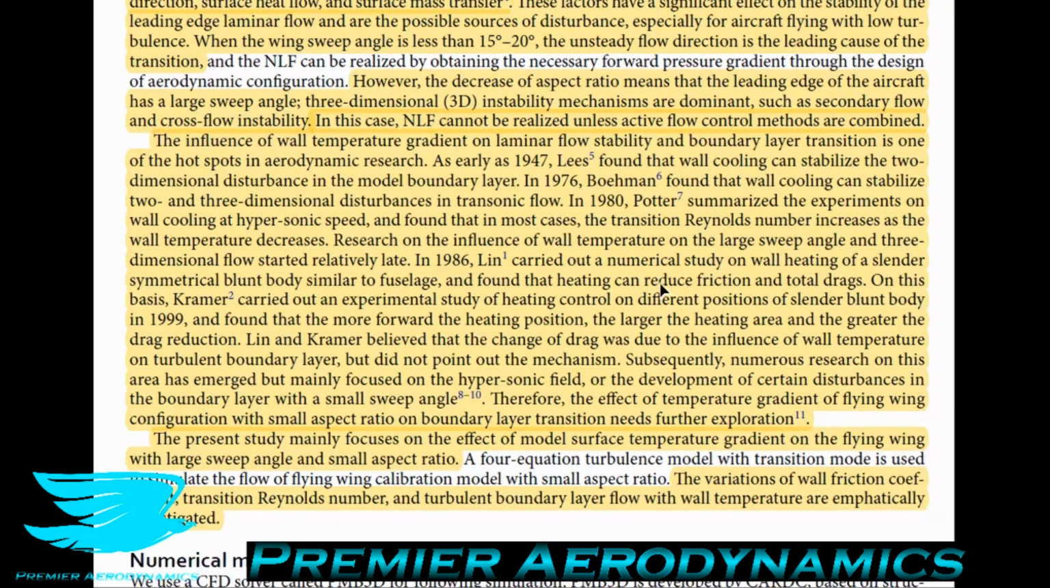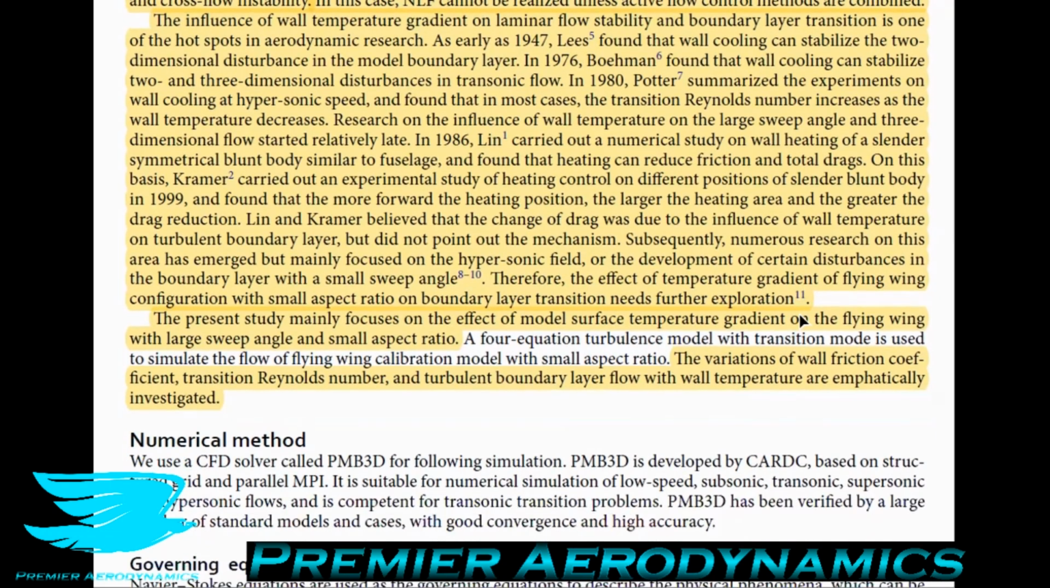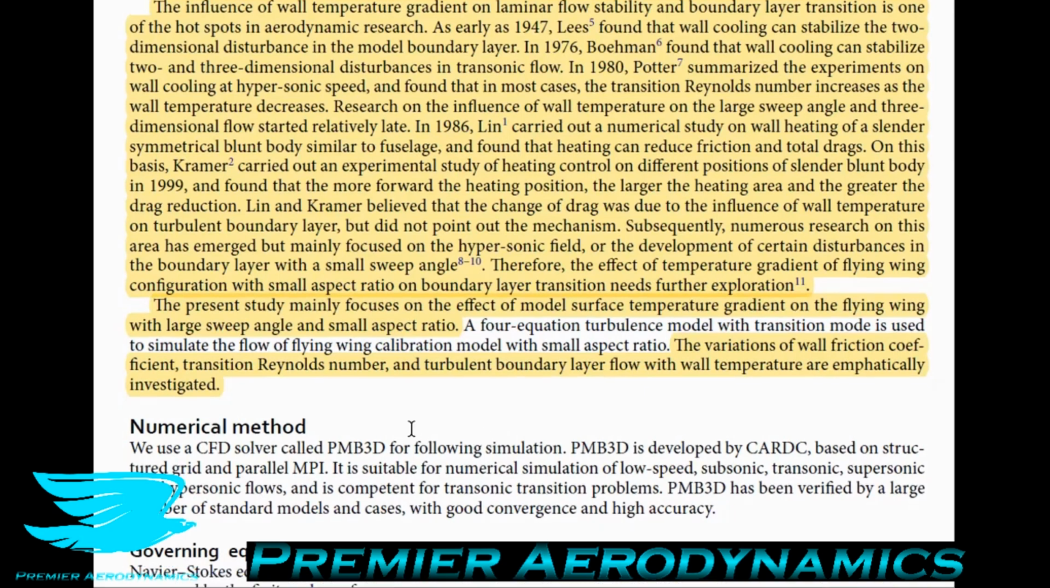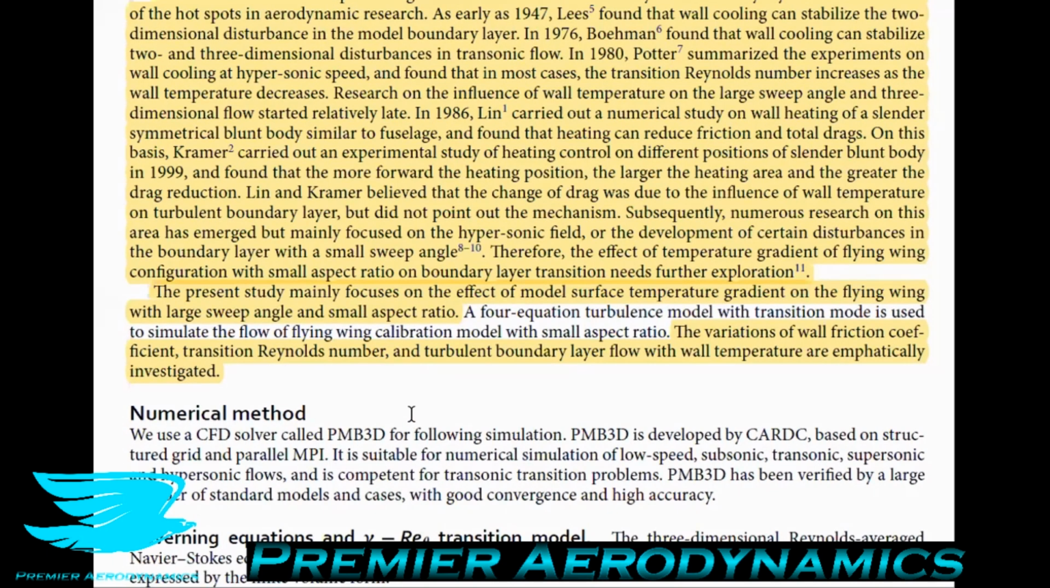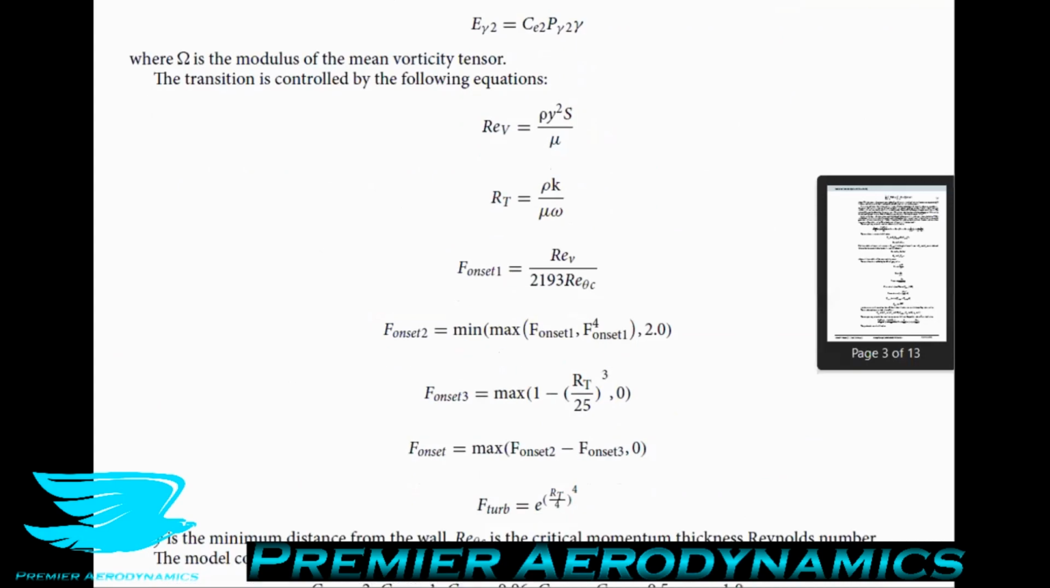They're looking at the effect of the surface temperature gradients on the flying wing's aerodynamics, particularly when they have large sweep angles and small aspect ratios. So they're going to look at the variations of the wall friction coefficient, transition Reynolds numbers, and the turbulent boundary layer flows with wall temperatures. And they said that it's emphatically investigated. So I'm quite excited about that. Anything emphatically investigated, I'm up for.